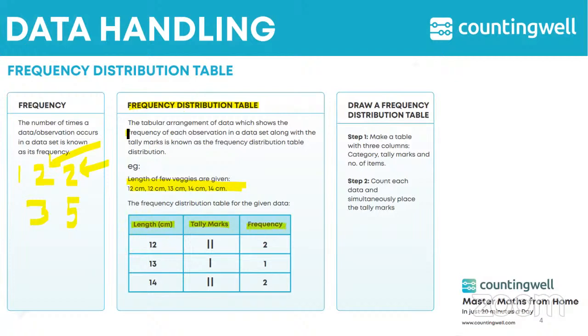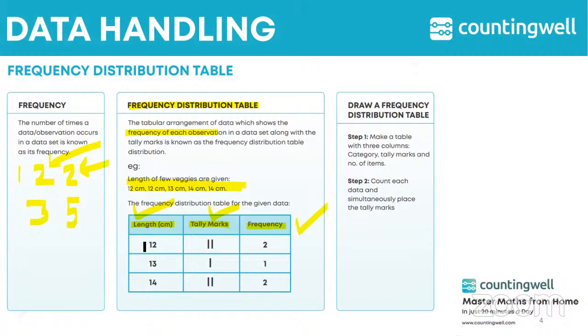Here we are showing the frequency of each observation in the third column along with the tally marks, which can be seen in the second column. And here we have the observations. So we have observation, tally marks and frequency. So this is nothing but the frequency distribution table. Here we have the frequency distribution table for length of few veggies.